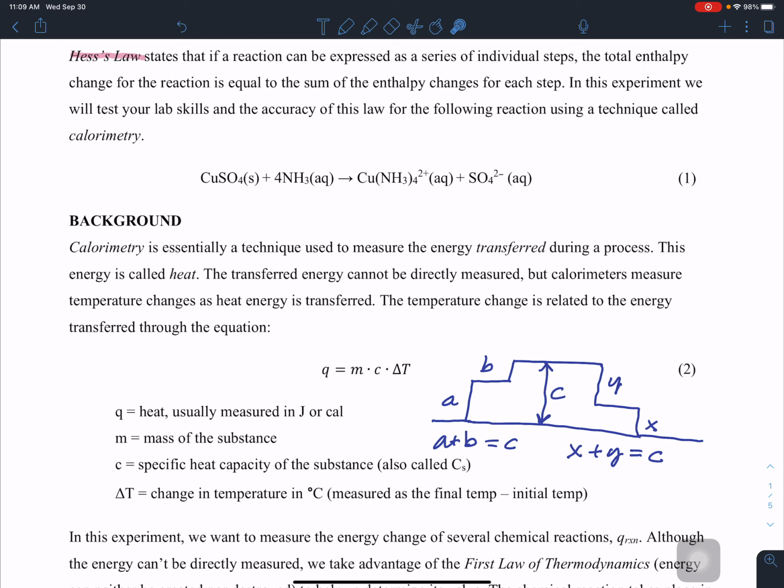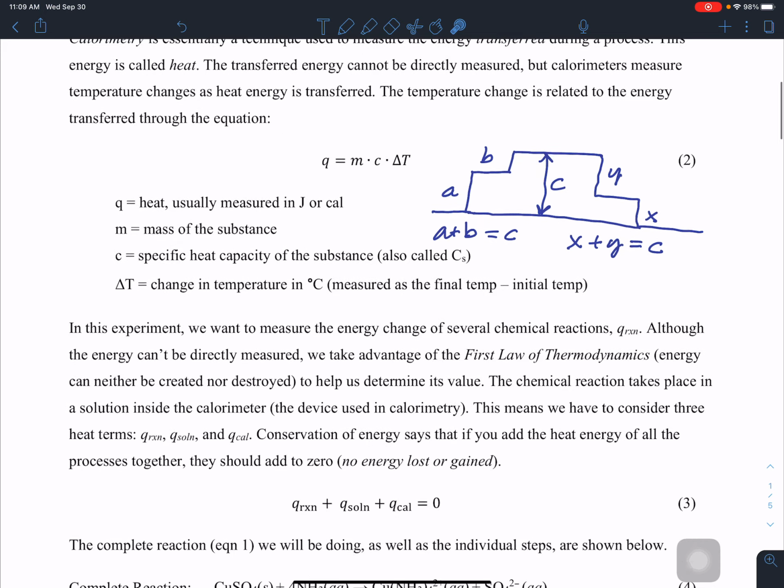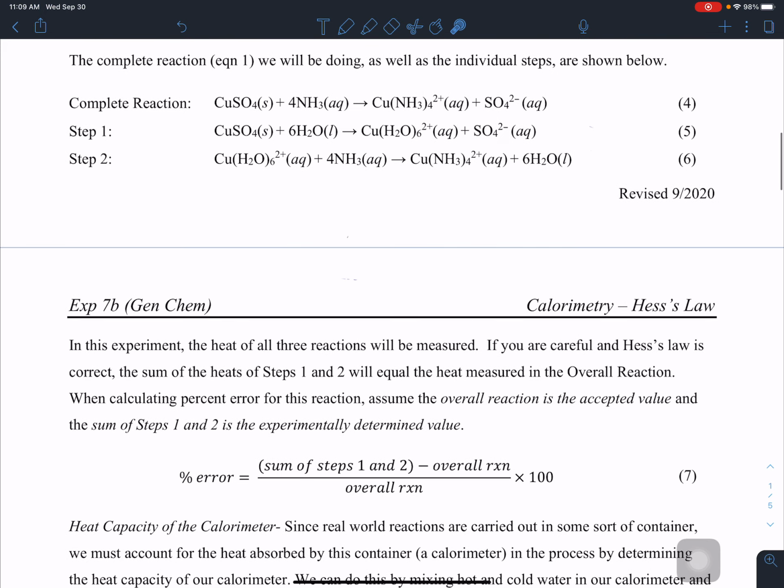And so what Hess's law is saying is that if we can express that reaction as a series of steps, then the total enthalpy change for the reaction will be the sum of the series of steps. So this is the overall reaction we're going to look at. Copper sulfate reacting with ammonia, and these are the products. Well, we can express that reaction in two steps, step 1 and step 2. If we add these two chemical equations together, we get the complete reaction.